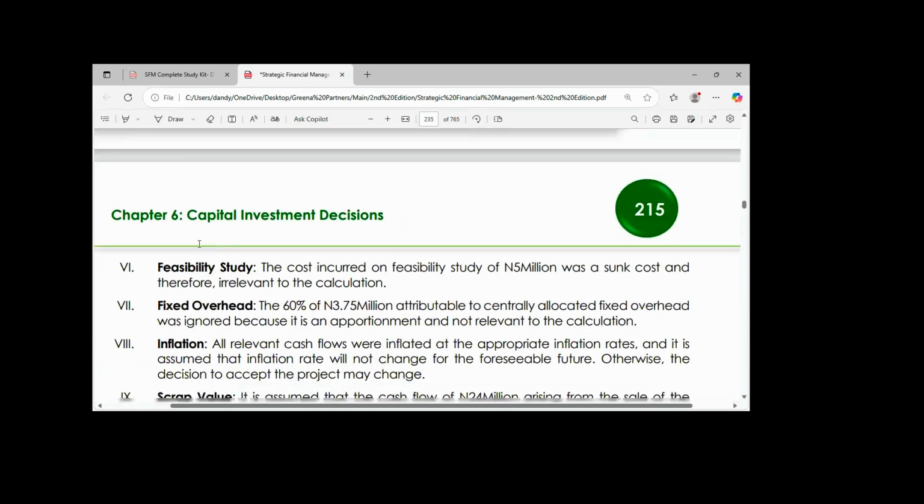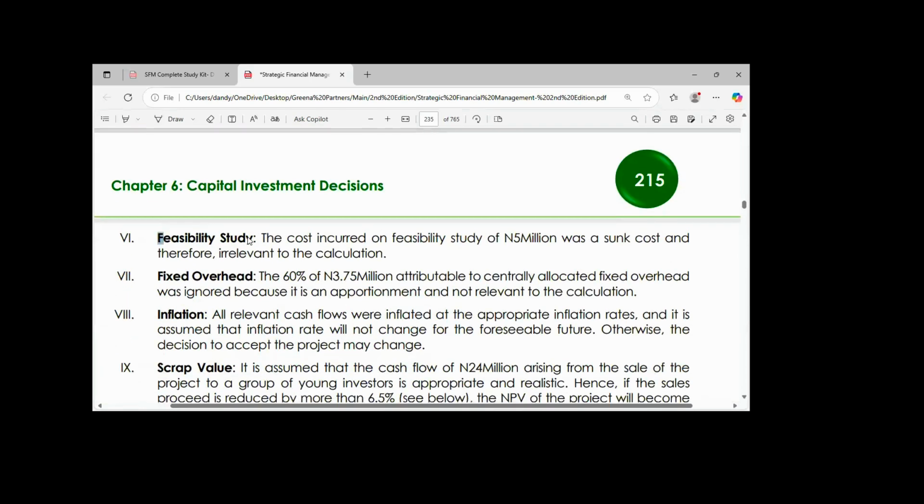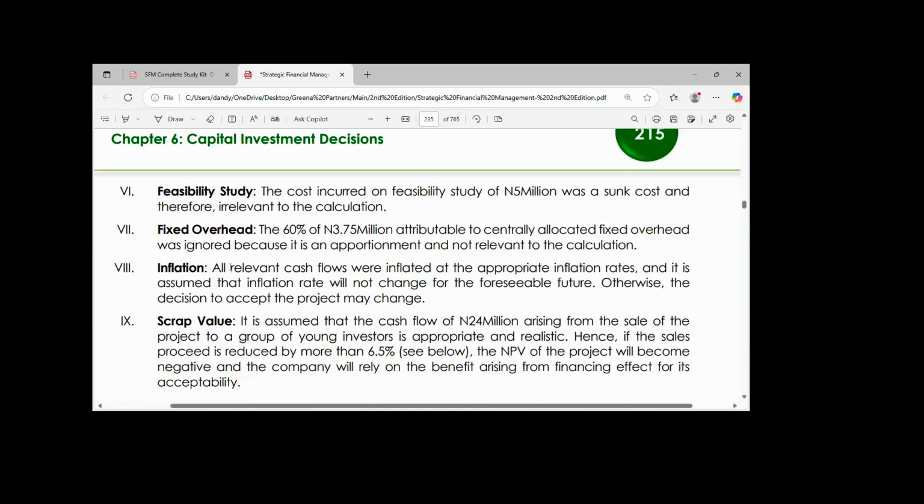Then the next one is the feasibility study. So we have a feasibility study of 5 million naira. So we said it's a sunk cost and therefore not relevant to the calculation. The next one is the fixed overhead. We are given a fixed overhead of 3,750,000 naira attributable to centrally allocated fixed costs. So this 60% portion of it is irrelevant because it is an apportionment and it's not relevant to the calculation.